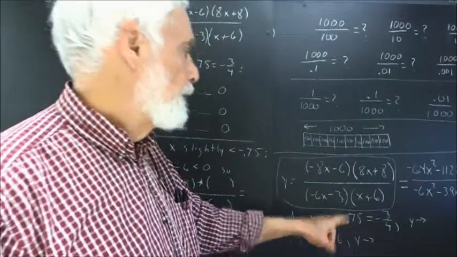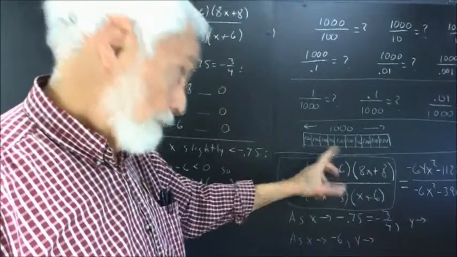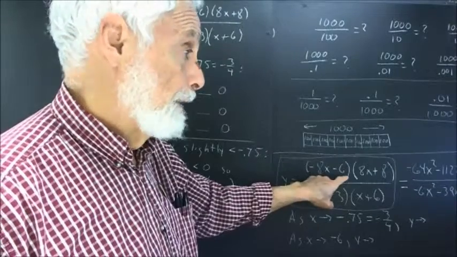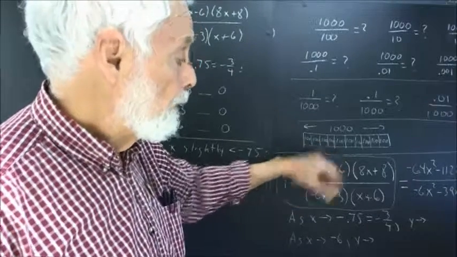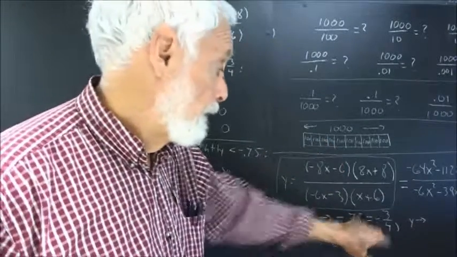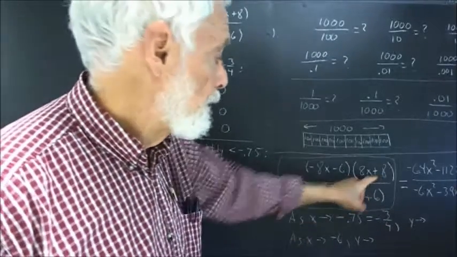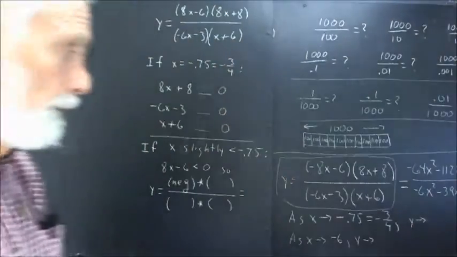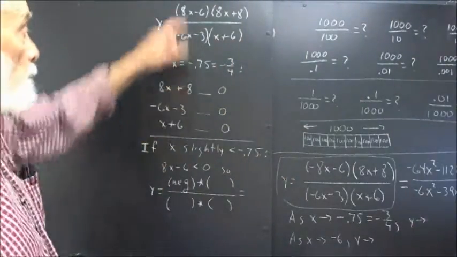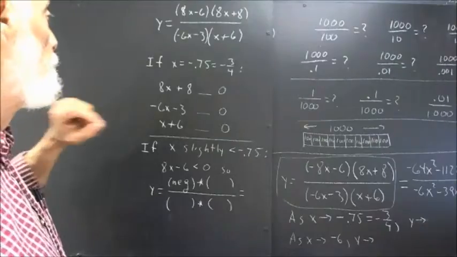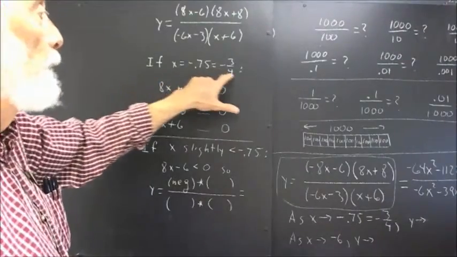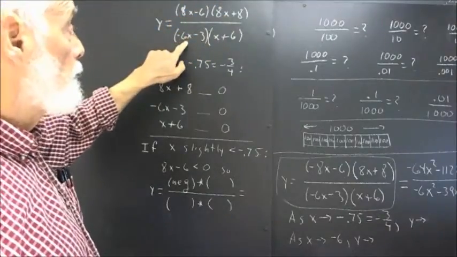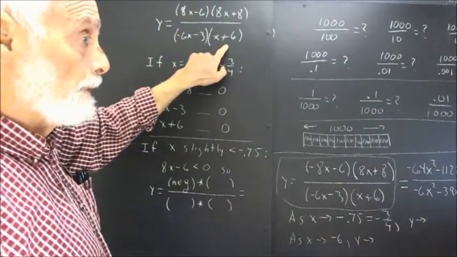So the answer to that question is going to depend, partially at least, not only on how 8x minus 6 changes when we go from a little less to a little greater than negative 3/4, but what the sign of each of these is if x is close to negative 3/4. So let's first, well, here's our function again, and if x is equal to negative 3/4, I want to know, is this positive or negative, is this positive or negative, and is this positive or negative?